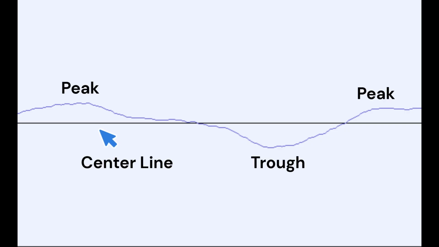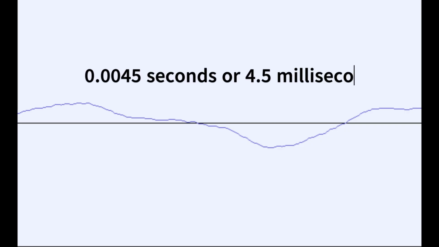Here is a zoomed in view of the waveform. Now you can clearly see the repeating pattern, the peaks, troughs, and the center line. This is where I measured the period and amplitude. To find the period, I clicked on the top of one peak, then held shift and clicked on the next peak. Audacity shows a time difference between these 2 points. For this note, the period was approximately 0.0045 seconds.